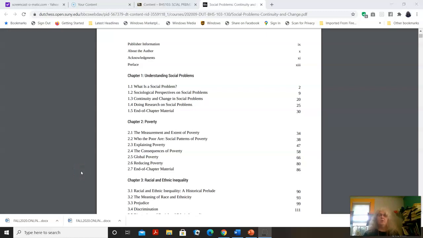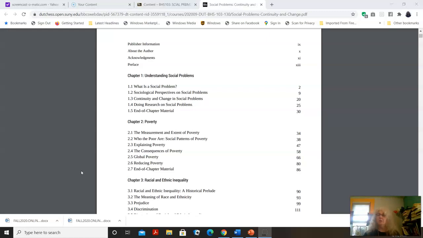All right, we're going to just go ahead and dive in to this whole social problem business here. What you see up on the screen is the table of contents from your textbook. If you click on your textbook link, this is what you'll see. It's basically this massive PDF, I don't know, like 500 pages or something. And this is where we begin.